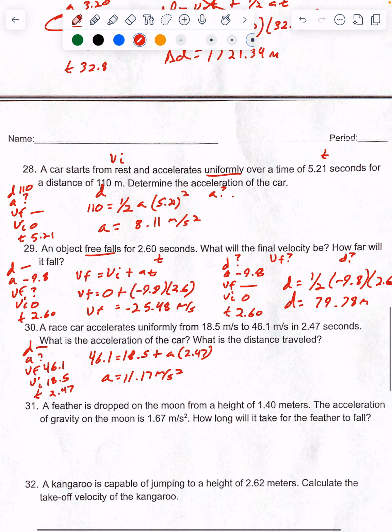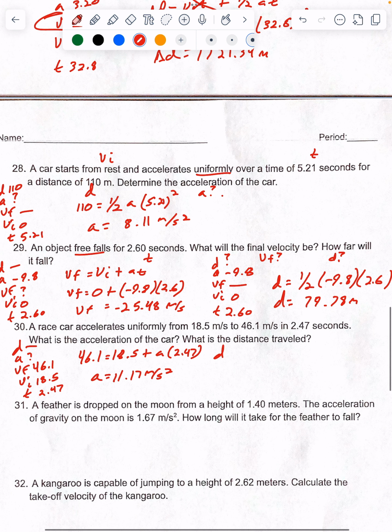Okay, so let's look at distance now. So let's do D, A, VF, VI, and T again. I'm going to use the same numbers, 2.47 for time, 18.5 for VI, 46.1 for VF. I'm going to mark off A now, even though I already know it. And then question mark is D.